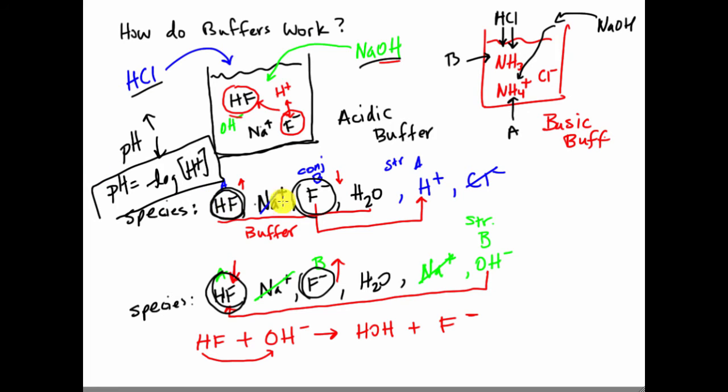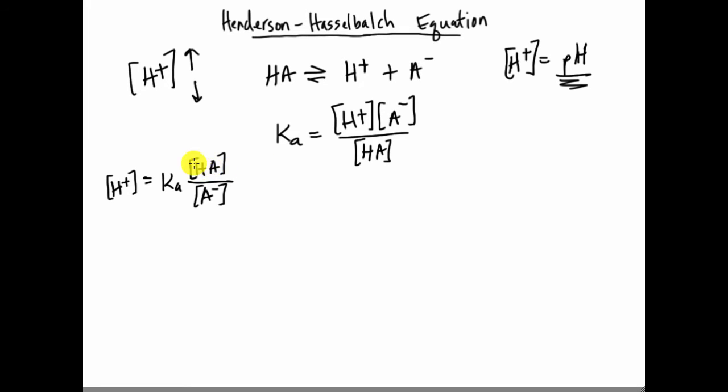So as these two change, as my buffer gets used up, if my conjugate base gets used up and my acid goes up, that's what I'm looking at here, right? If my conjugate base goes down and this goes up, isn't that going to change my concentration of hydrogen? Because the Ka is always going to be the same. So by rearranging this equation, we can see that change happening.